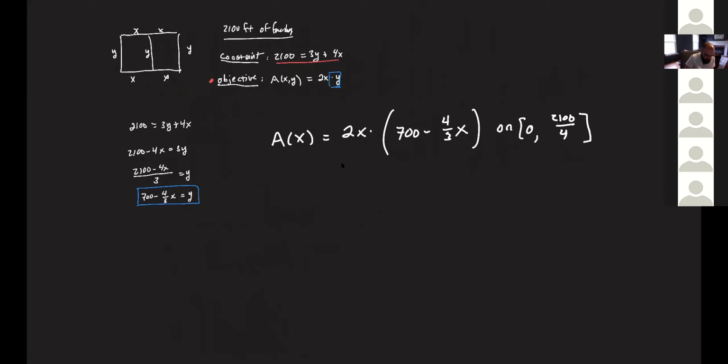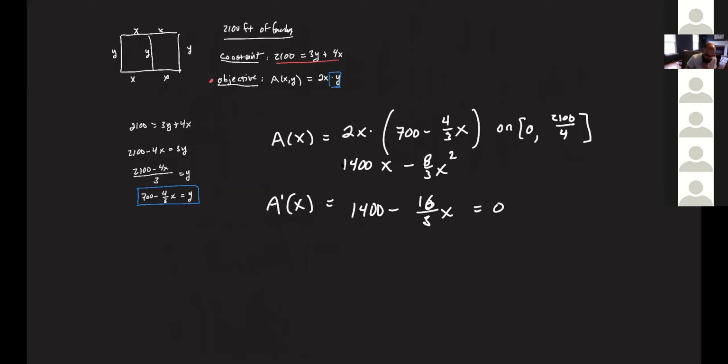Right, so what we're going to do is we'll check our critical points. The first thing we'll do is take a derivative here, and I think it's going to be to my benefit to expand this first. So I get 1400x minus 8/3 x squared. Okay, so taking the derivative, we get 1400 minus 16/3 x. 1400 minus 16/3 x, and we want to know, when is that equal to 0?